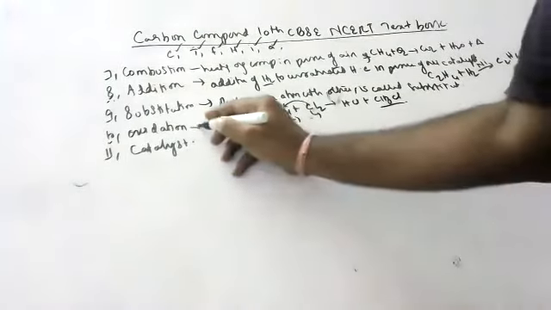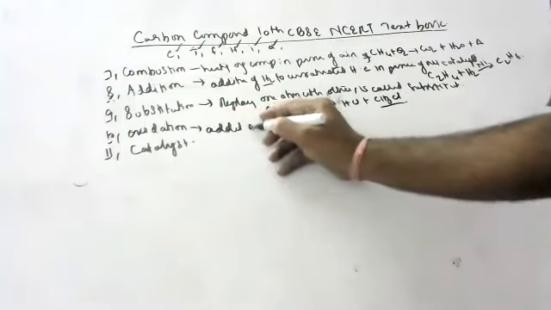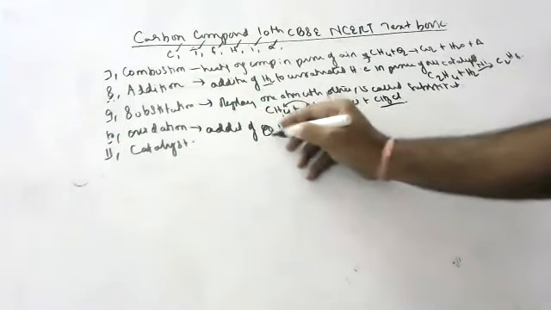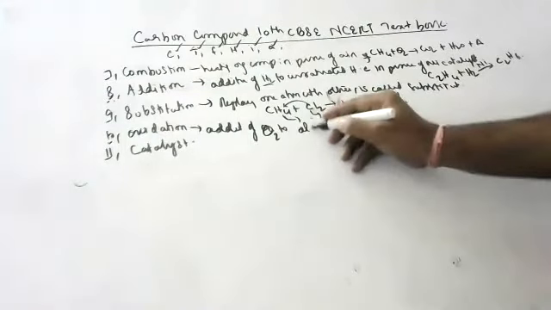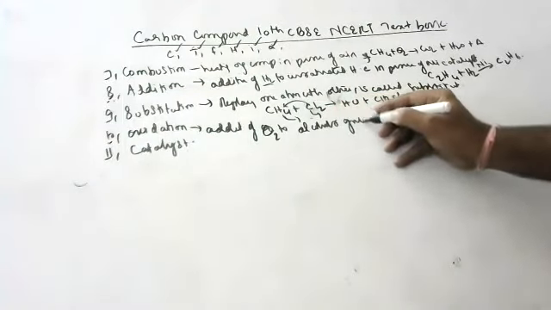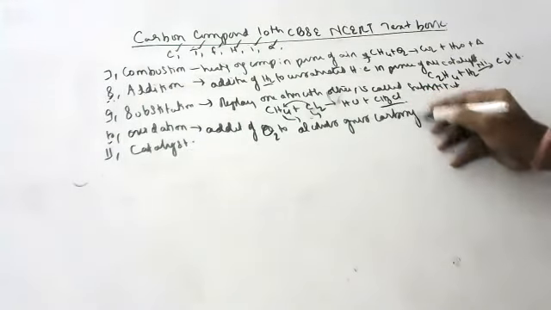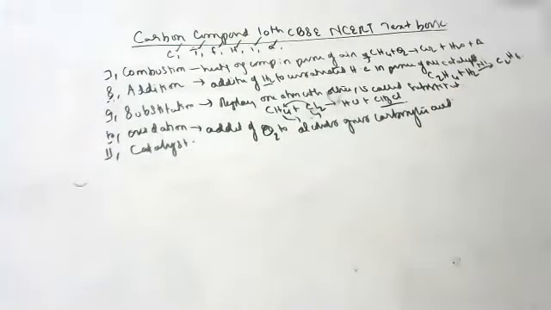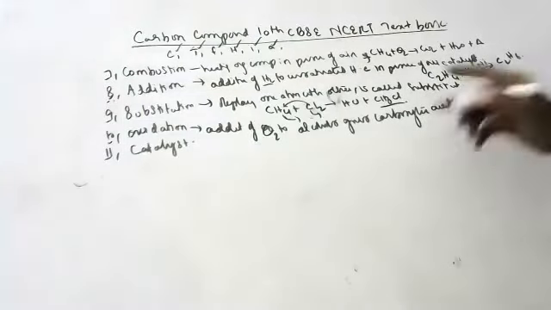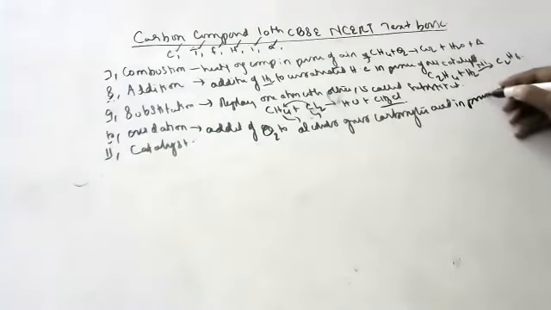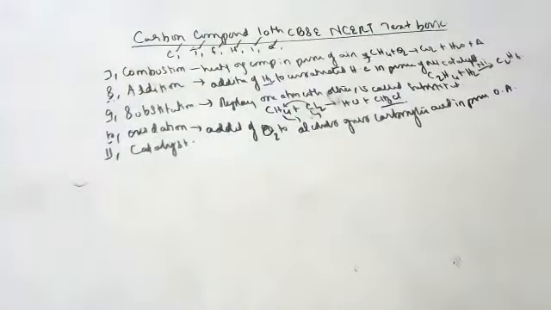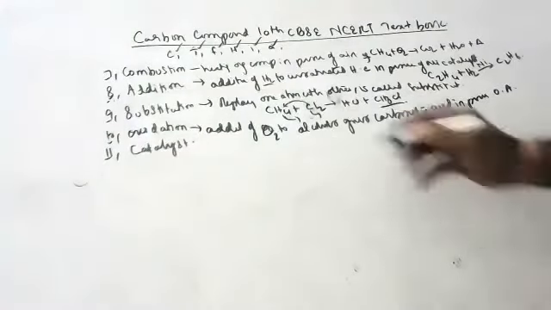Next, oxidation. Addition of oxygen to alcohols gives carboxylic acids in presence of an oxidizing agent. Alcohols on oxidation give carboxylic acids in presence of oxidizing agent.